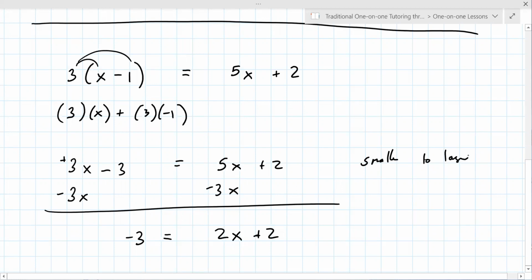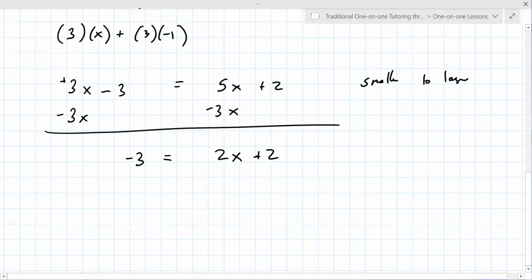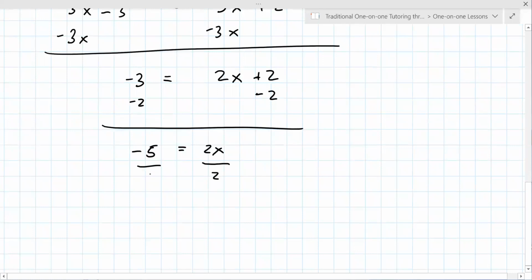Okay, and that's key. It could be either way; it depends on the problem. So now this is a two-step equation. You undo addition by 2 by subtracting 2. Minus 5 equals 2x. You divide by 2, divide by 2. So x equals minus 5 halves.